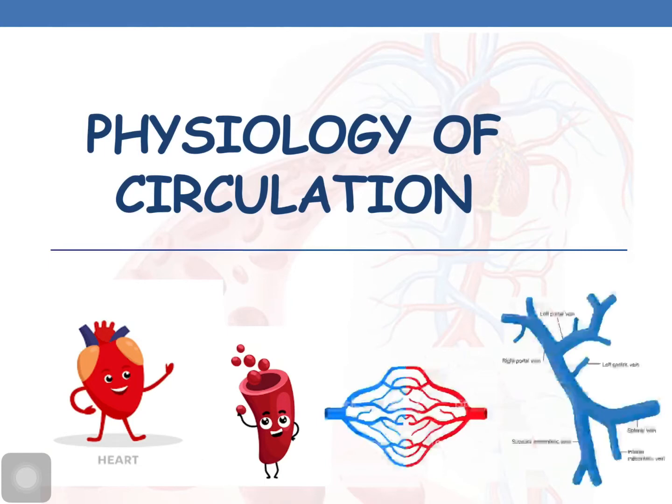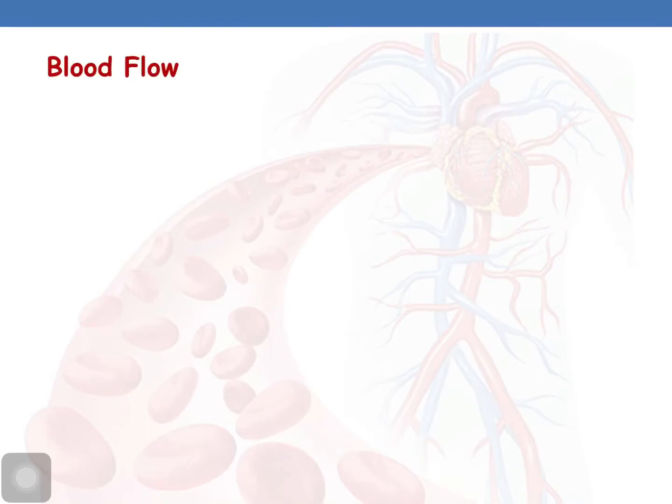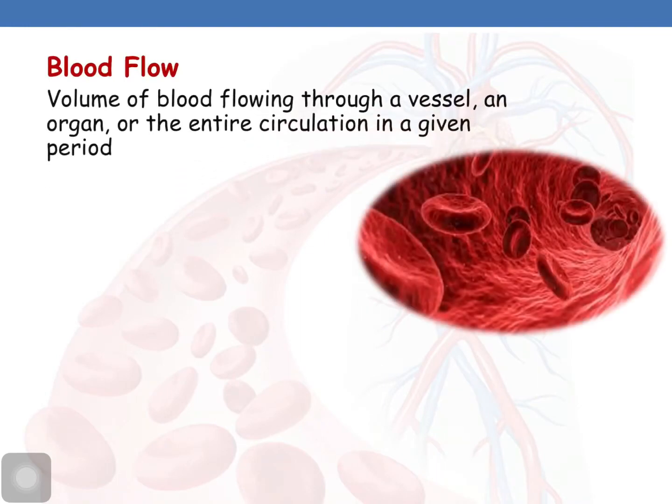First, we need to define three physiologically important terms: blood flow, blood pressure, and resistance, and examine how these factors relate to the physiology of blood circulation. Blood flow is the volume of blood flowing through a vessel, an organ, or the entire circulation in a given period. It is usually expressed in milliliters per minute, and if we consider the entire vascular system, the blood flow is equivalent to cardiac output, and under resting conditions, it is relatively constant.